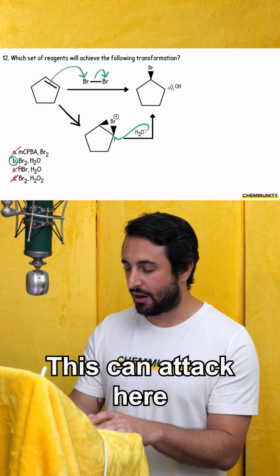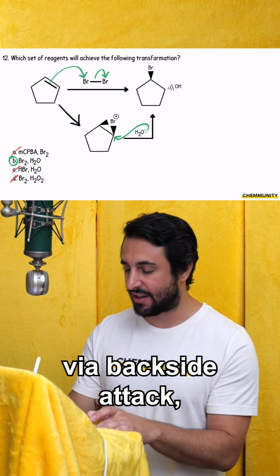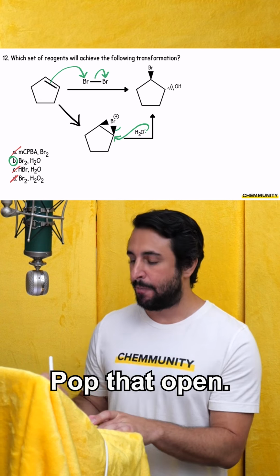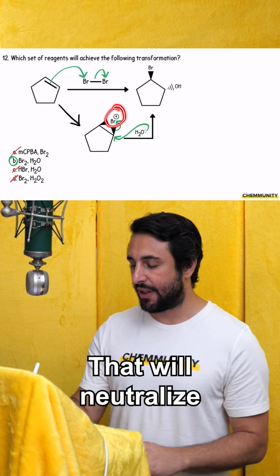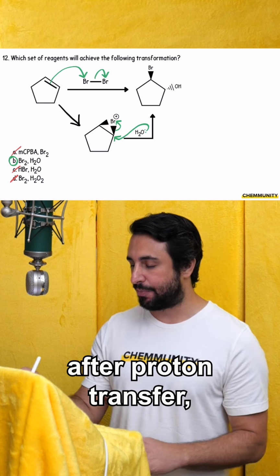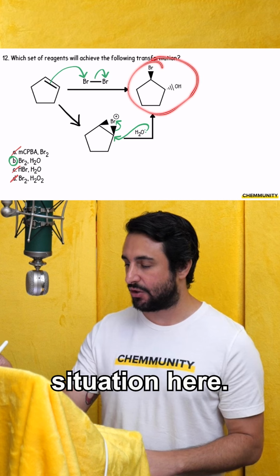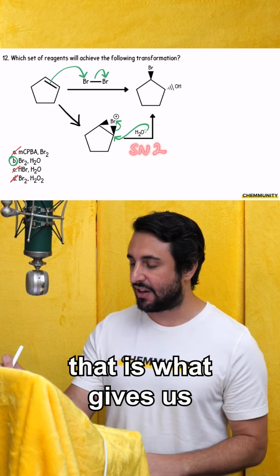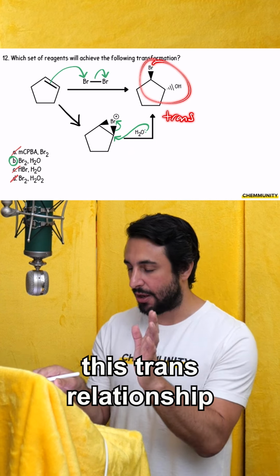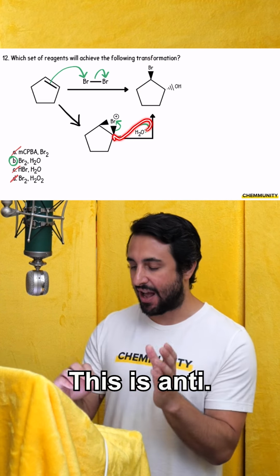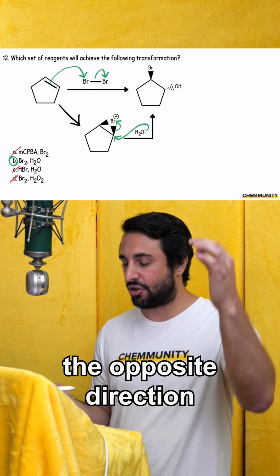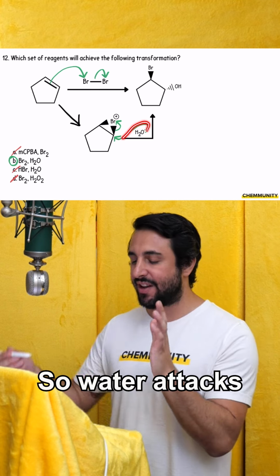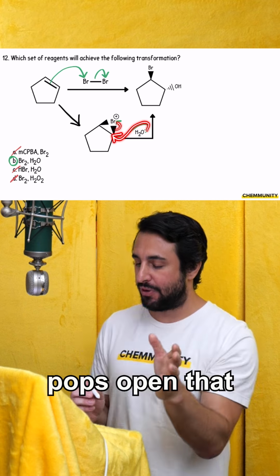This can attack here, and it will do so via backside attack because it is SN2. Pop that open. That will neutralize the bromine, and then after proton transfer, we do get this situation here. Because it is SN2, that is what gives us this trans relationship on the end here, right? This is anti. It is approaching from the opposite direction that the bromine did. So water attacks, backside attack, pops open that three-membered ring.